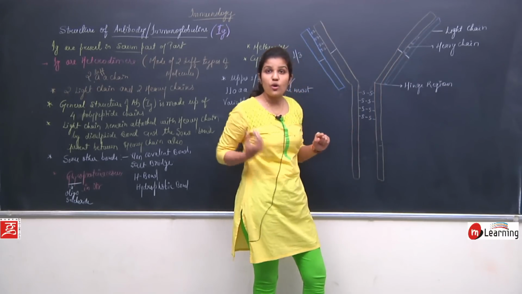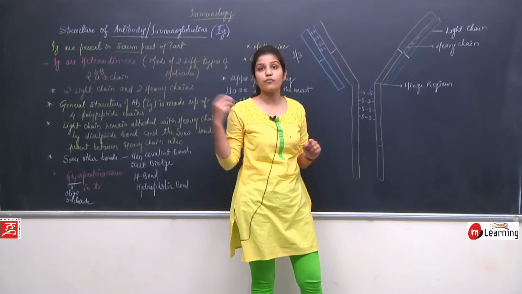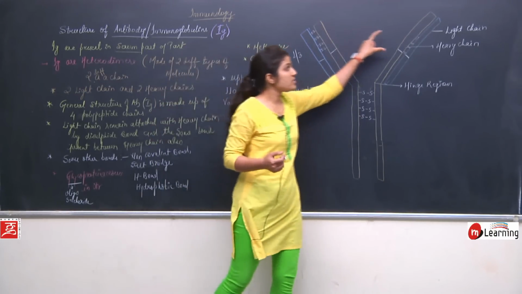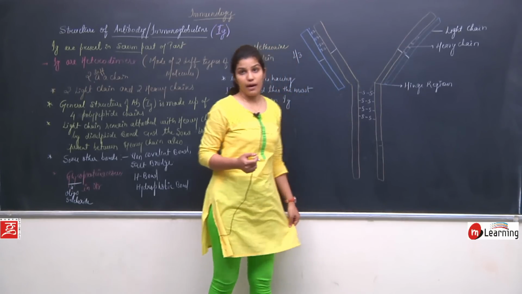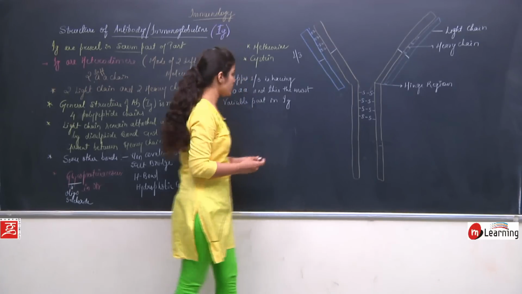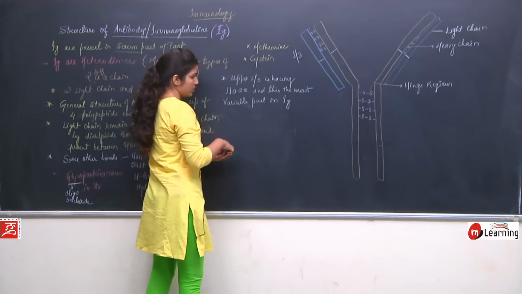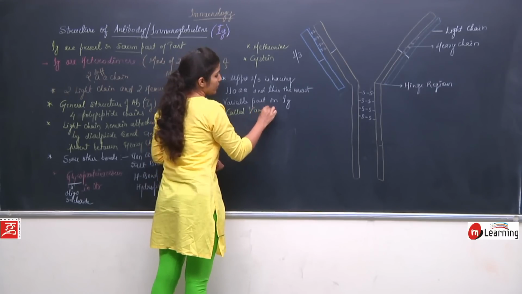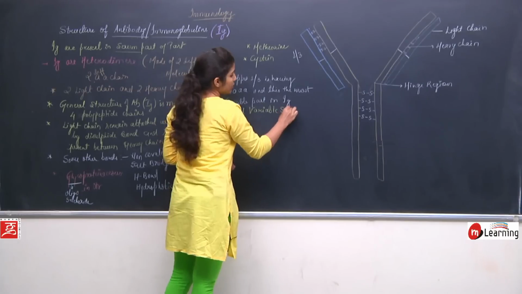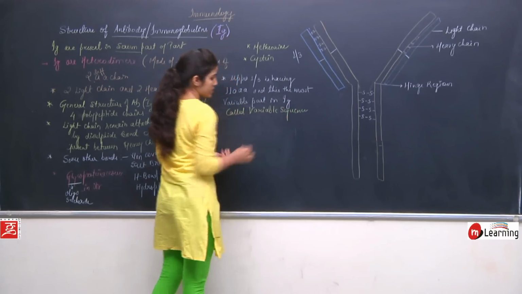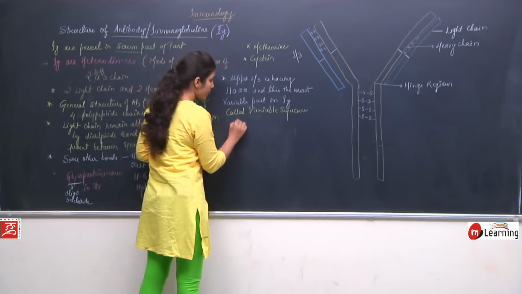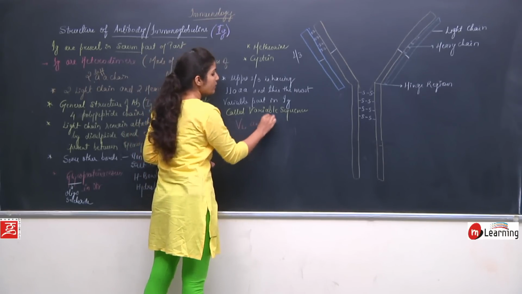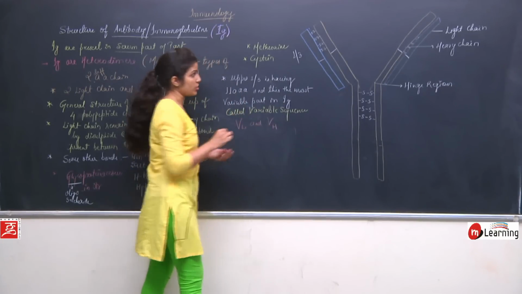So, the sequence of that will be highly varied from each other. Okay, that's why this upper 1/3 part is termed as variable part or variable sequence. So, we will give the term variable part of light chain and variable part of heavy chain.